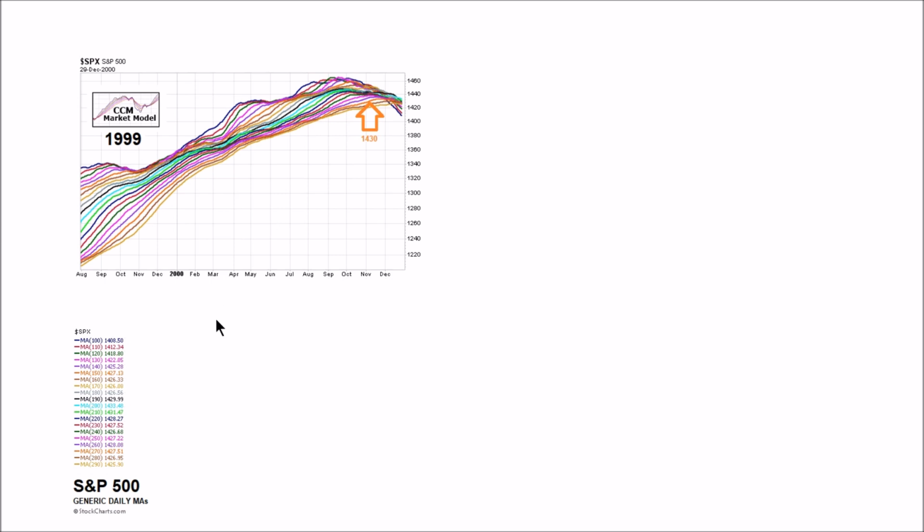We're using daily charts, and for illustrative purposes only, the 100-day moving average in blue all the way out to the 290-day moving average. We're moving in increments of 10. These are generic daily moving averages that we chose for illustrative purposes only to illustrate basic concepts about trends.